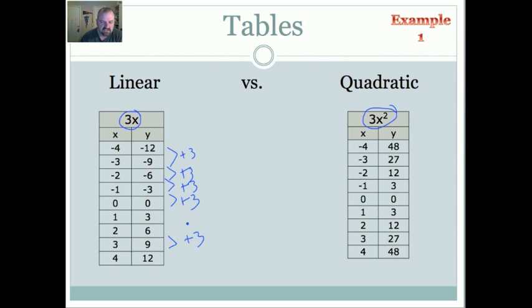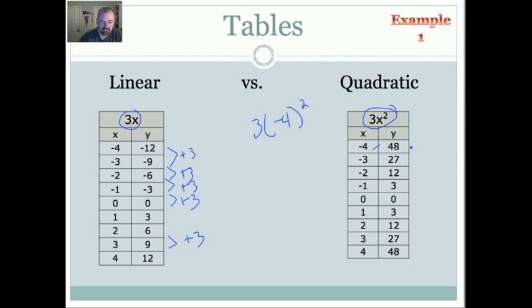It's very consistent. That's why it's linear. Over here we have quadratic. We have the x squared. Now what happens here is when I put in this first value for x, I'm going to have -4 squared. It's going to be 3 times -4 squared. Well, -4 squared is 16. 3 times 16 is 48. I plug -3 in here. I have 3 times -3 squared, so 3 times 9, 27. And you can see my y values here.